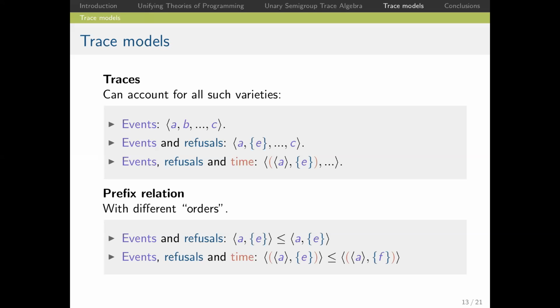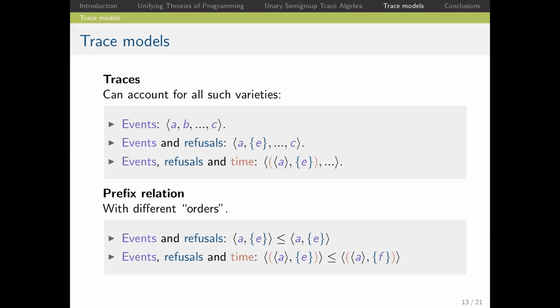So coming back to now that we've got the structure, coming back to the trace models. What we want is to account for all such varieties of trace structures, right? And what we want to do as well is to have the ability to capture different prefix relations, so different orders, if you will, in an informal sense.